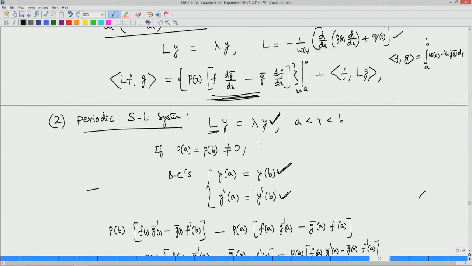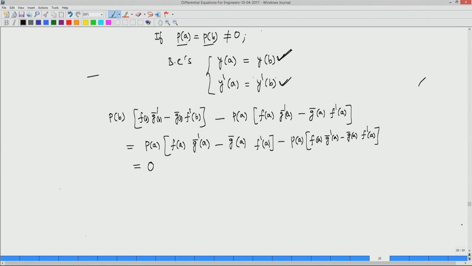So, what are the other forms you can have? What is left is, now if P of A is 0 or P of B is 0 or both are 0, in that case what boundary conditions do you have to give to make this boundary term 0? Okay. We will see that is called a singular Sturm-Liouville system.